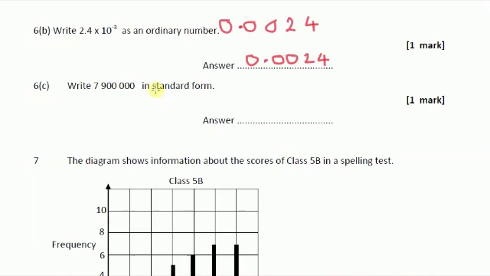Right, what's 7,900,000 in standard form? So it's 7.9, definitely, times, now how many places has the point moved? From there, we'd have to move 1, 2, 3, 4, 5, 6. So it's 10 to the power, in this case, positive 6, because it's a number bigger than 10.